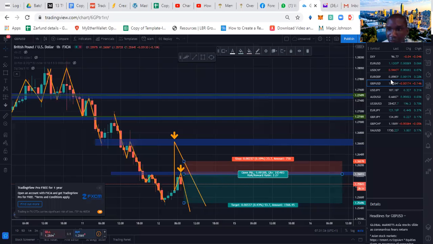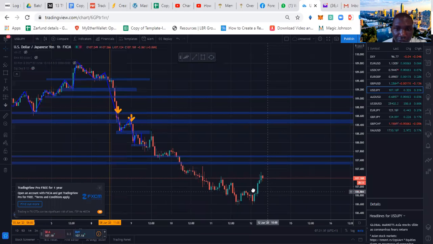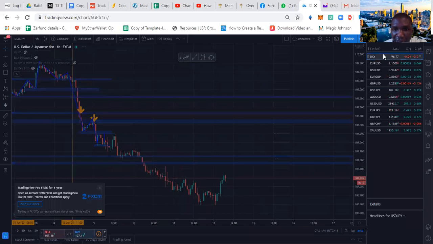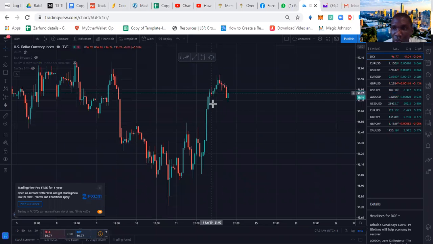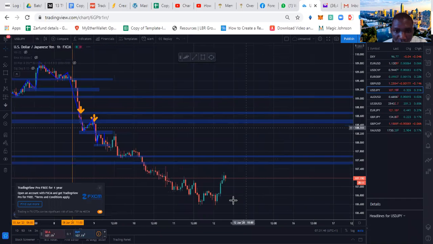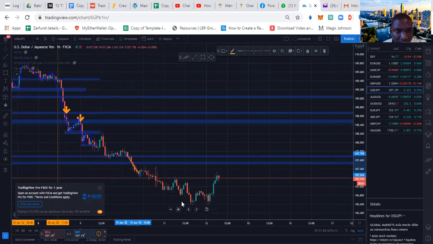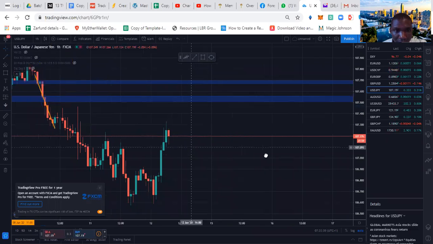All right, that's for that. Then let's look at USD JPY. So like I said before, for USD JPY and USD CHF, they are going to follow the dollar index. You can see the dollar index is rising, right? So they are going in the direction of the dollar index as well. All right, so now let's look at the structure for USD CHF, USD JPY.